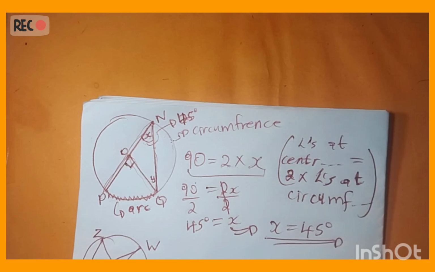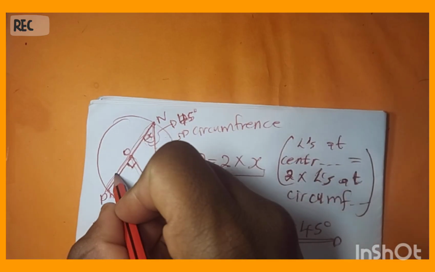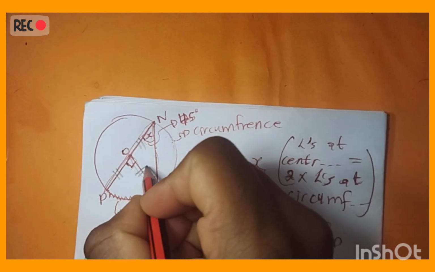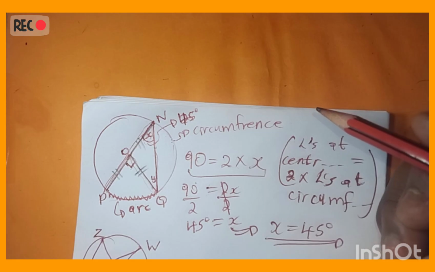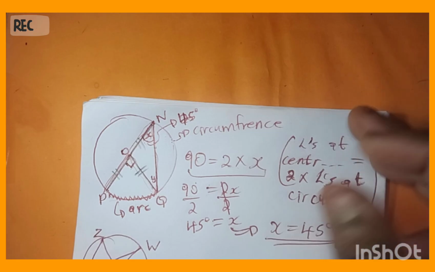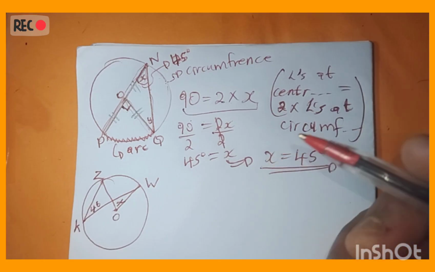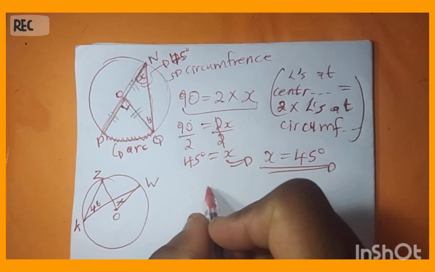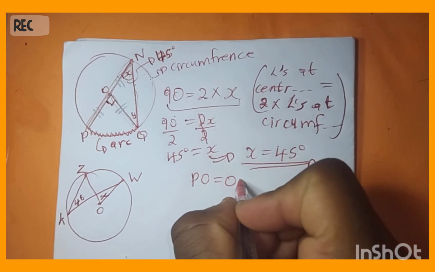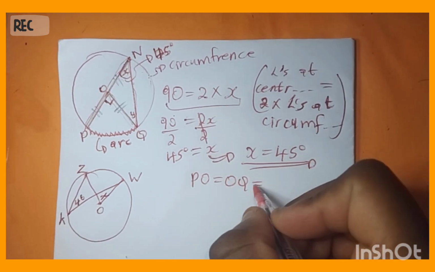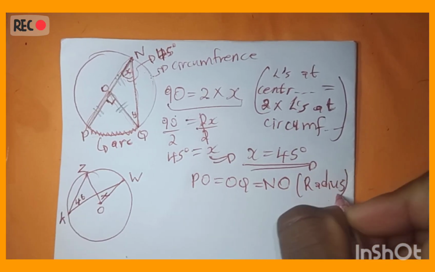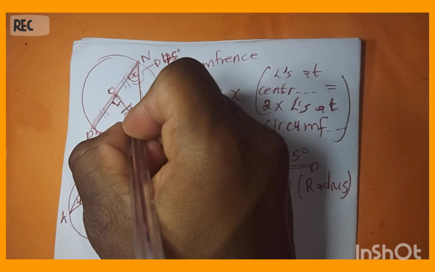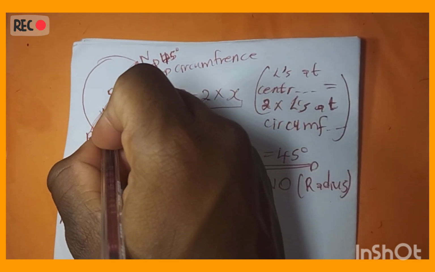There is also another reason, a radius. If you notice, all of these lines are equal. Those lines, guys, are what we call radius. Radii around a circle are equal. So I can say PQ is equal to OQ, which is also equal to NO. The reason there is a radius. Do you see? So this is equal to that, and it's also equal to that.